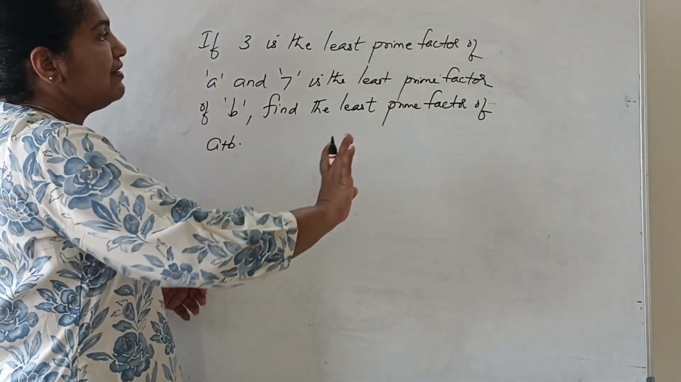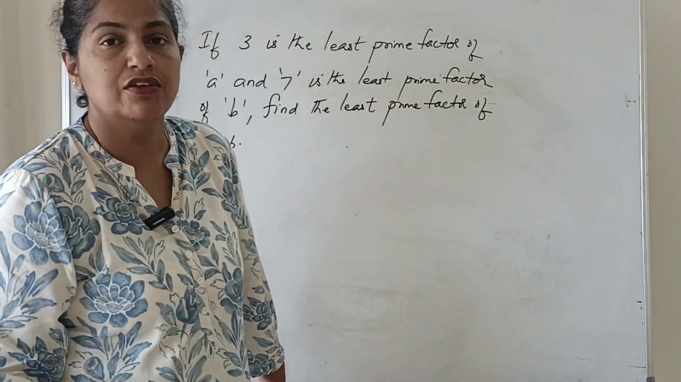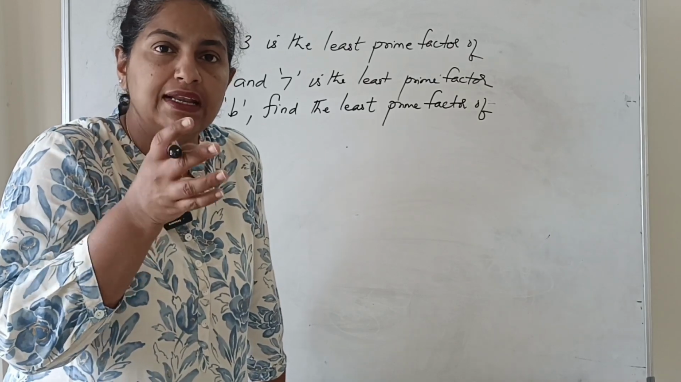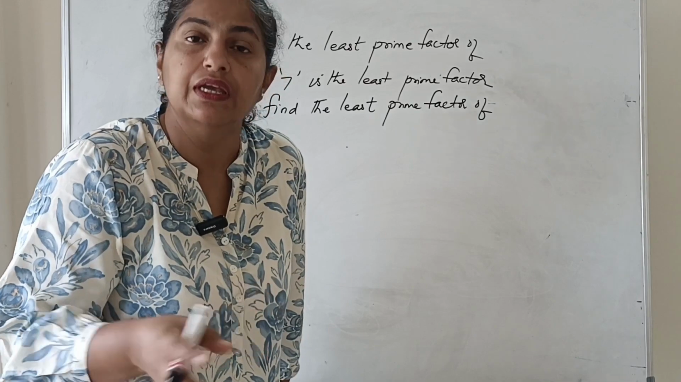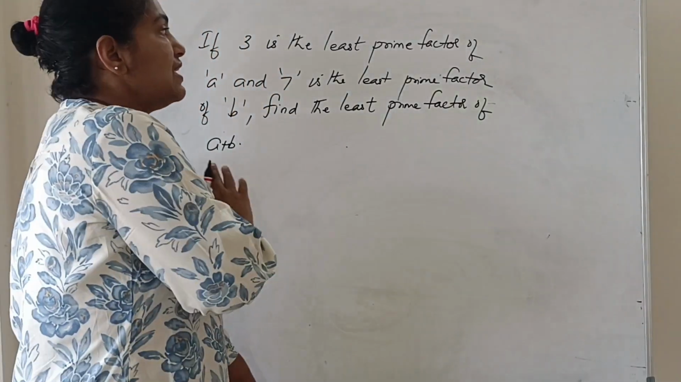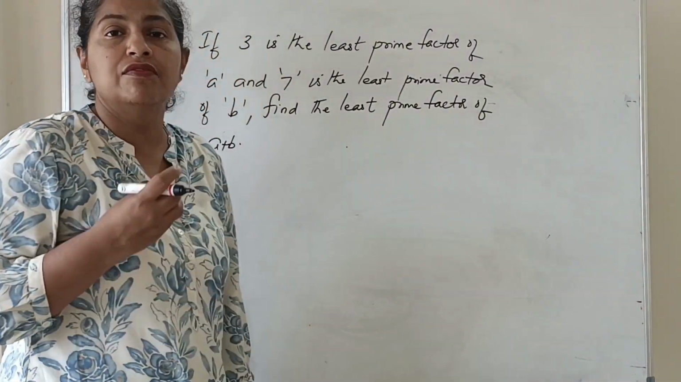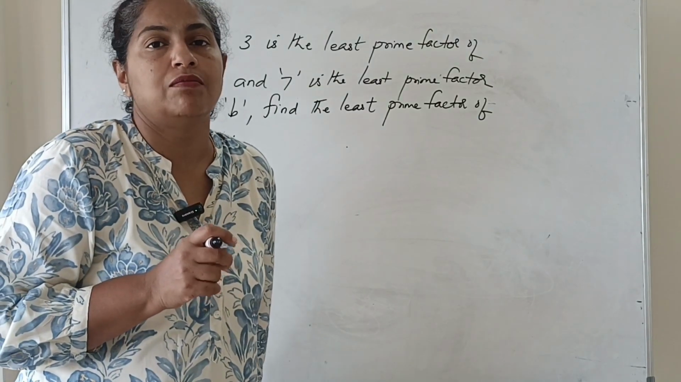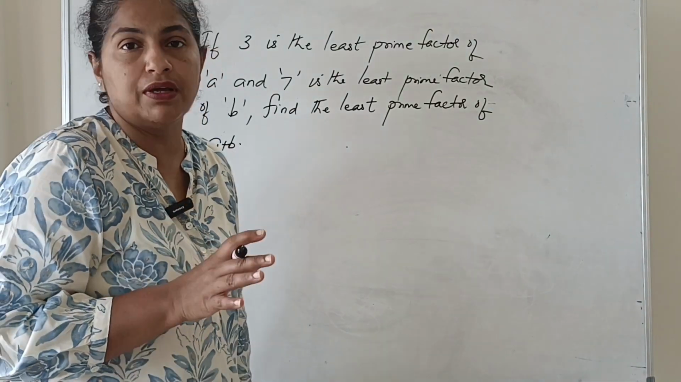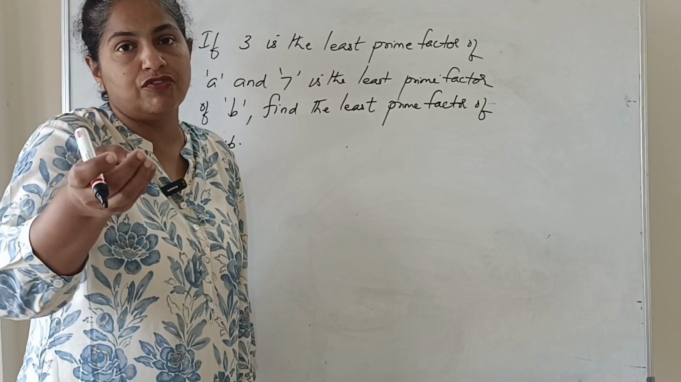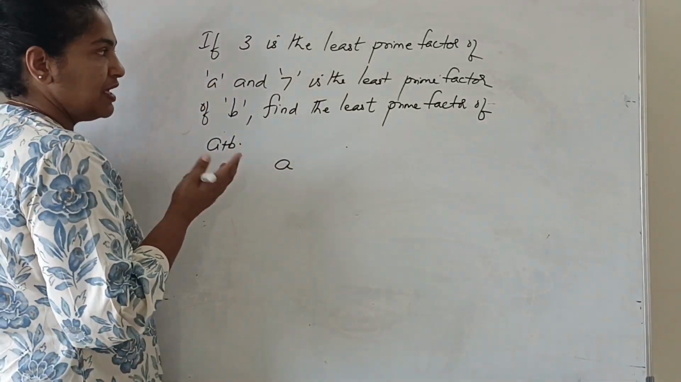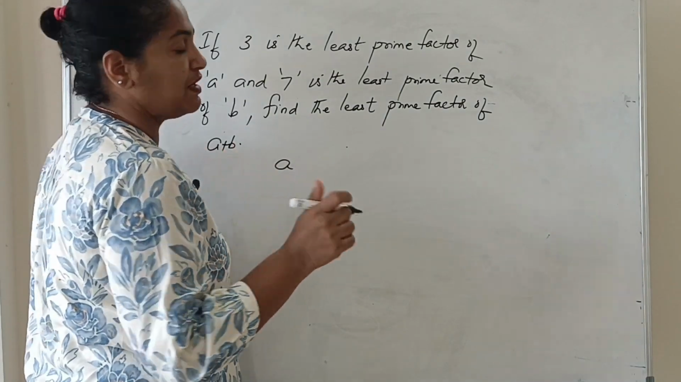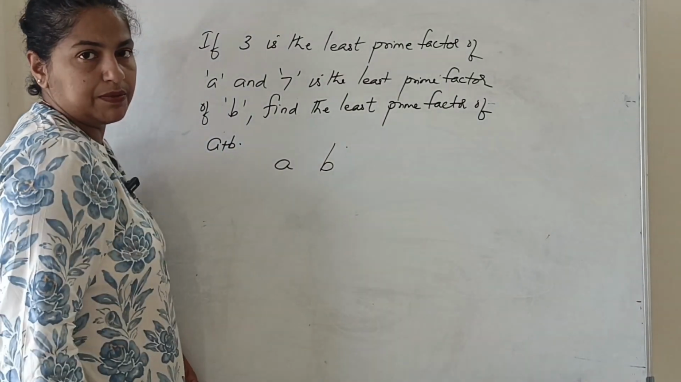If 3 is the least prime factor of A, you know that the only prime lesser than 3 is 2, which is the only even prime. So 2 is out of question. So if 3 is the least prime factor of A, that number has to be an odd number, because the only even prime was 2 and it is out of question. So the first one is an odd number. Similarly, since 7 is the least prime factor of B, this is also an odd number.